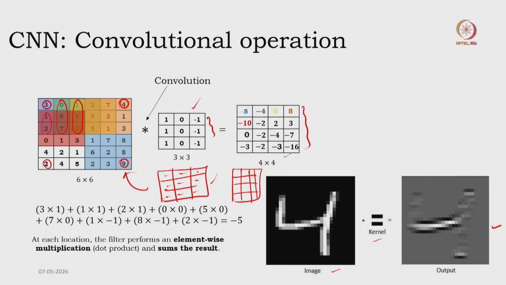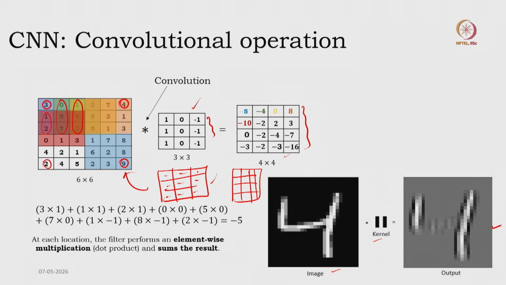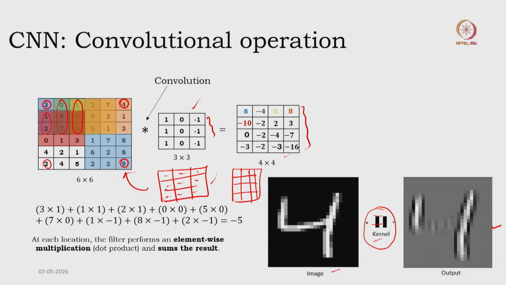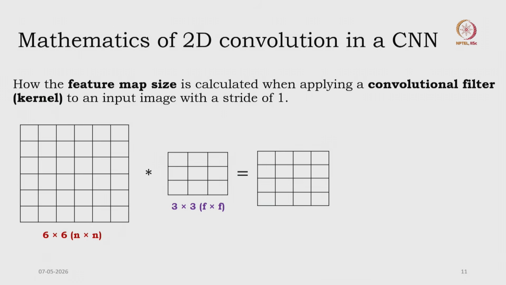Definitely the answer is yes. When we use a different kernel, you see here, we have used a different kernel. Earlier the kernel was this, now we are using a different kernel. It has extracted different features. So, the more different kernels you use, the more different features get extracted. This is the convolution operation.